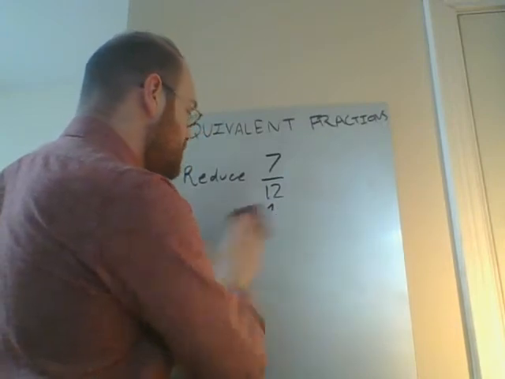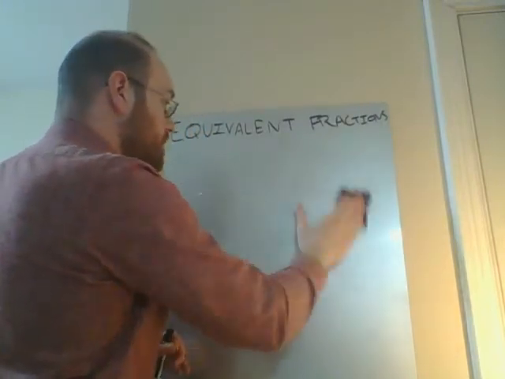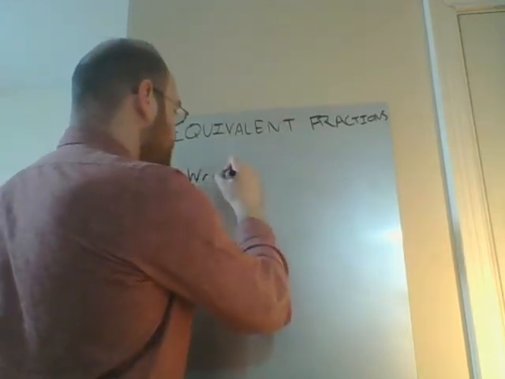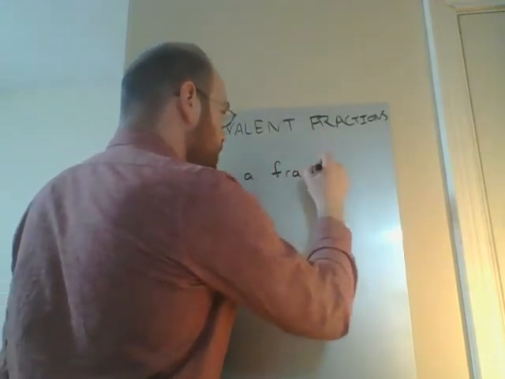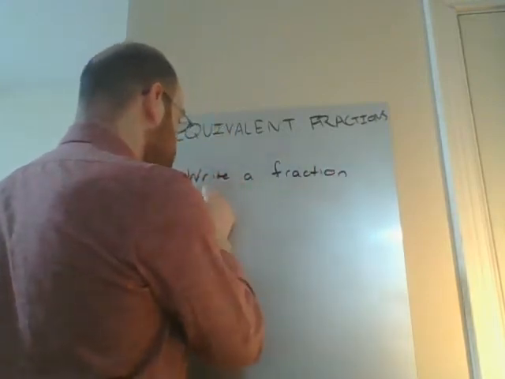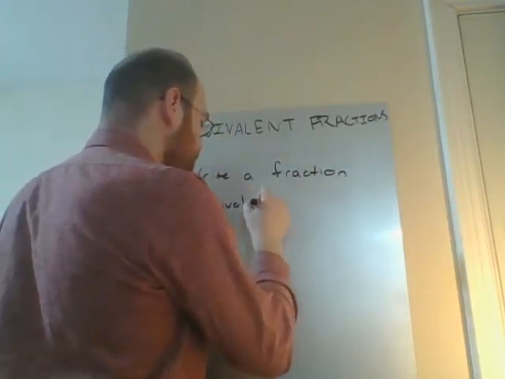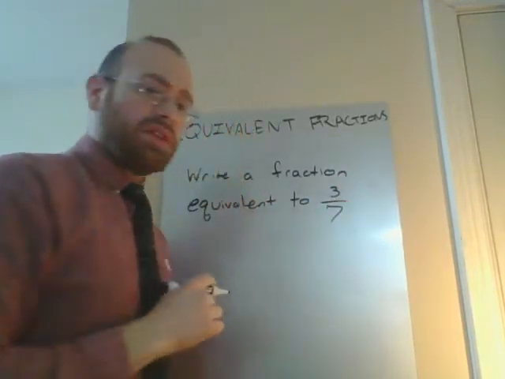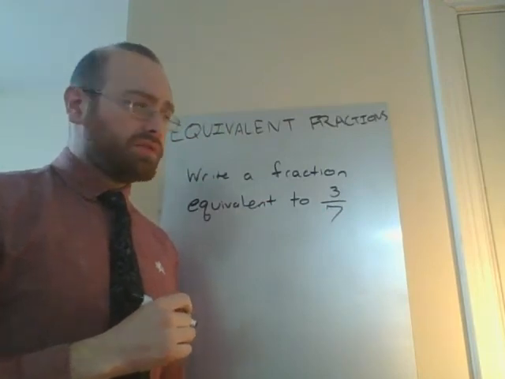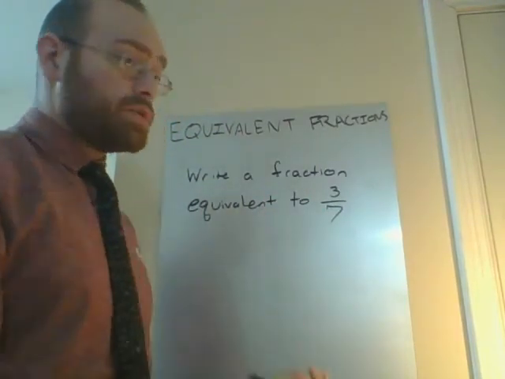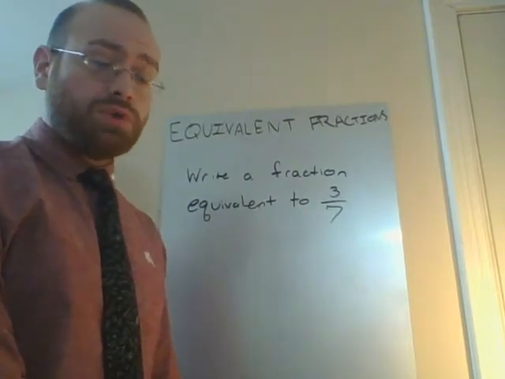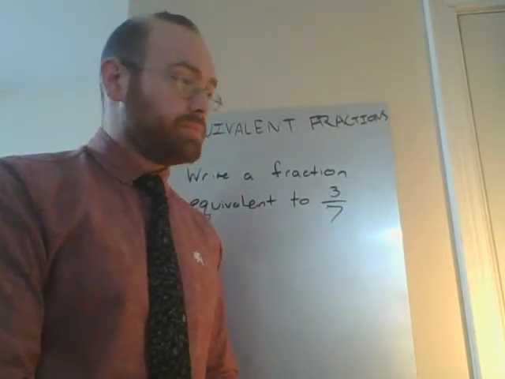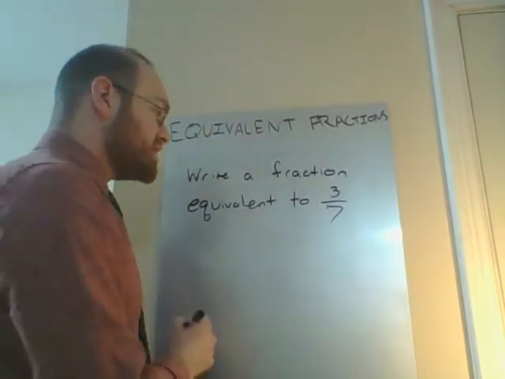So far, we've only been reducing fractions. But what happens if our question was, write a fraction equivalent to 3/7? Well, 3/7, we can't reduce this fraction, but to write an equivalent fraction, we just pick any number other than 1 or 0 and multiply the numerator and the denominator.